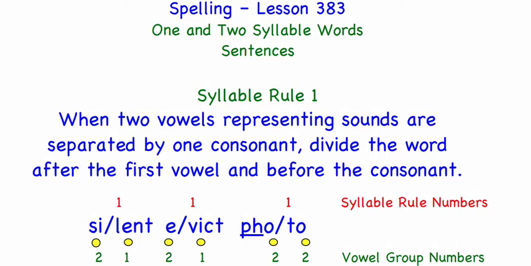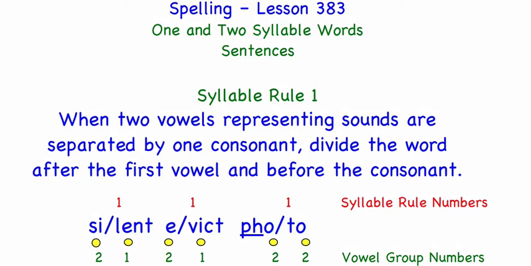We are in lesson 383, which is a dictation exercise. I'm going to dictate sentences where the words we focus upon will have two syllables, and we will either apply Syllable Rule 1 or Syllable Rule 2 when we are marking the words. Syllable Rule 1 says two vowels representing sounds are separated by one consonant. You divide the word into syllables after the first vowel and before the consonant.